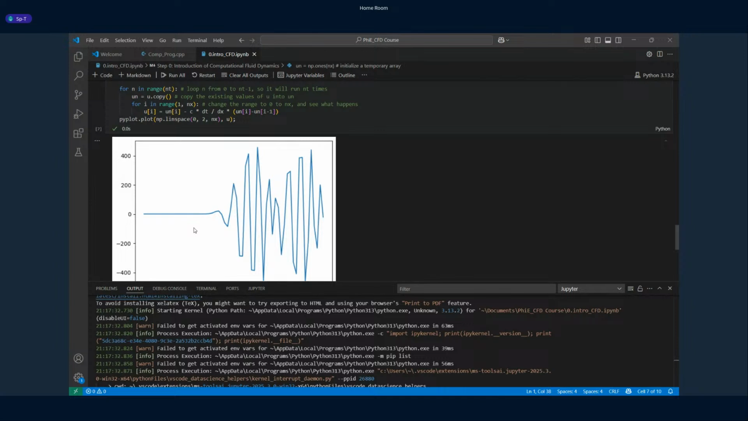Any doubts you want to ask me? I am using VS Code for a lot of things, not just for Python, for C++ as well. That's why I am going with Jupyter Notebook. But if you want, you can also use any other tools of your choice. Is it clear?